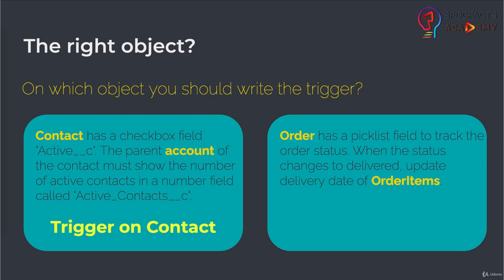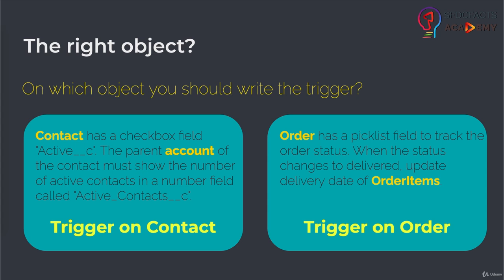Because we get our automation triggering point from the contact object, the user has to perform some task on the contact object, and only then do we need to update the parent account. Now in the second scenario, we need to update the order items, but first something has to happen on the parent order object. So in this case, we need to write our trigger on the order object.